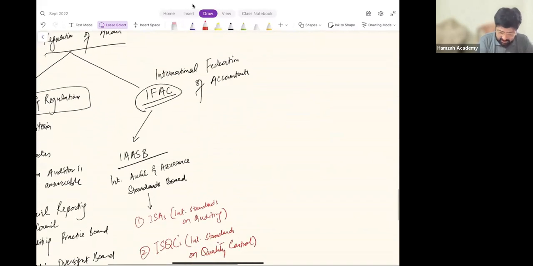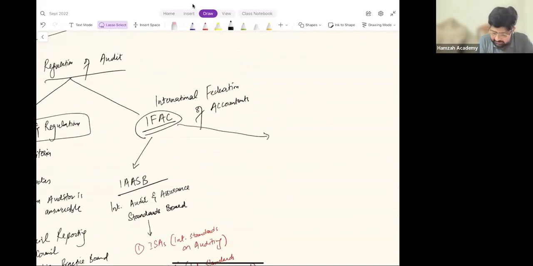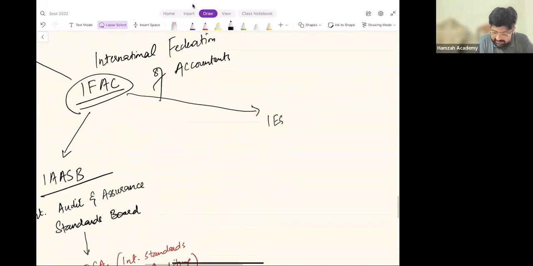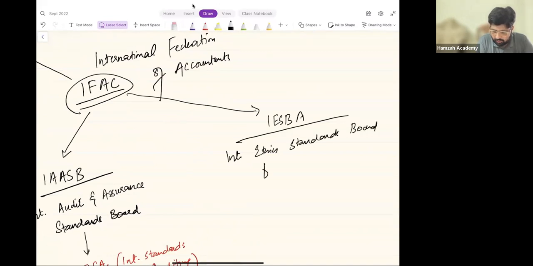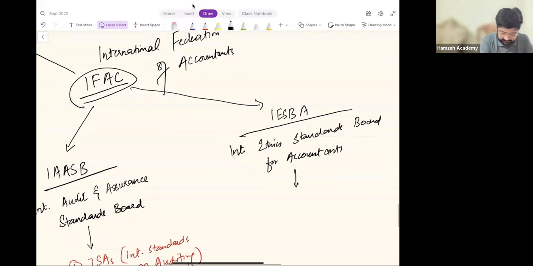Okay, now another subcommittee of IFAC, that is IESBA, International Ethics Standards Board for Accountants. They issue codes of ethics. You know, codes of ethics. You have been studying them since the start. They issue that.